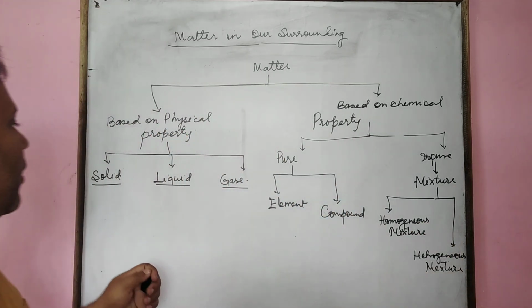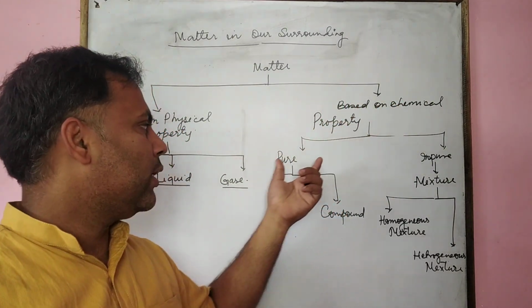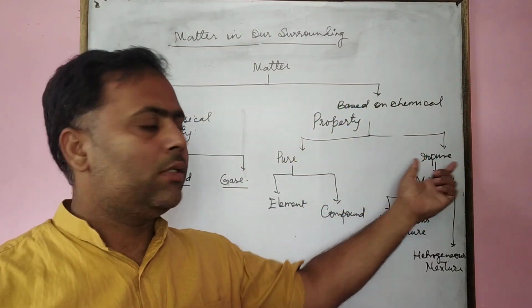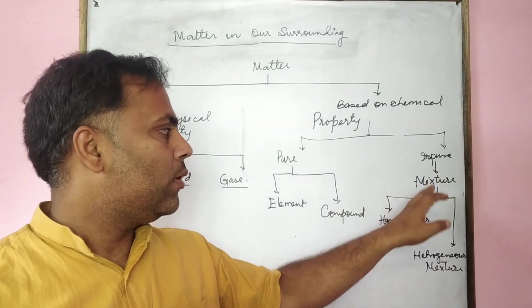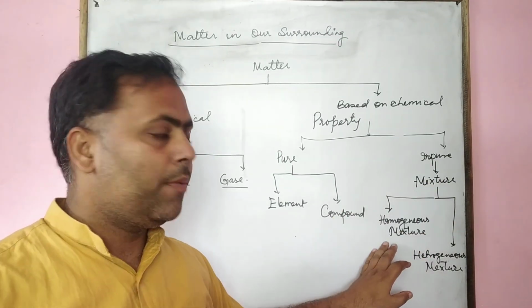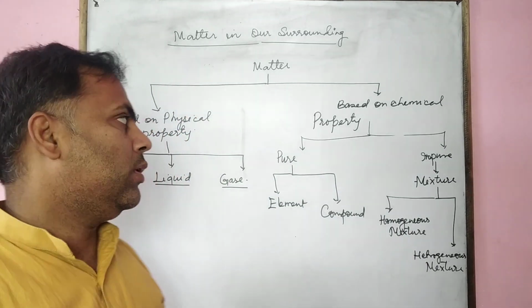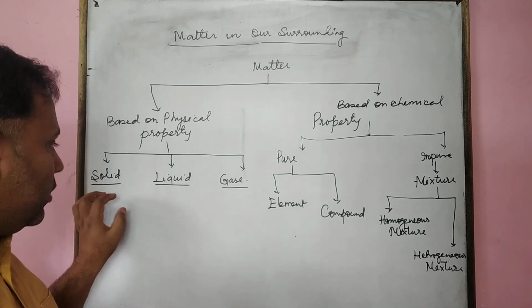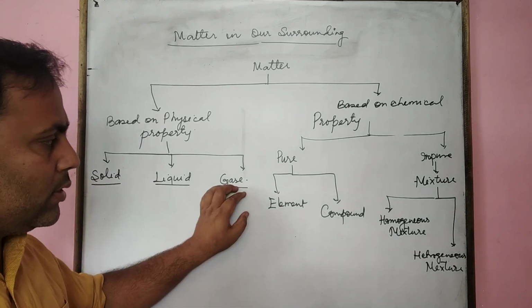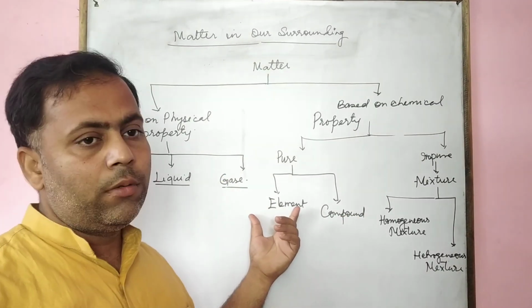Clear? Let us see. Based on the chemical property, matter is categorized into pure and impure substances. Pure substances are element and compound, and impure is mixture, which is of two types: homogeneous mixture and heterogeneous mixture. Next to that, we will discuss it. In this chapter, we will discuss solid, liquid, and gas state. In the next chapter, we will discuss compound and element.